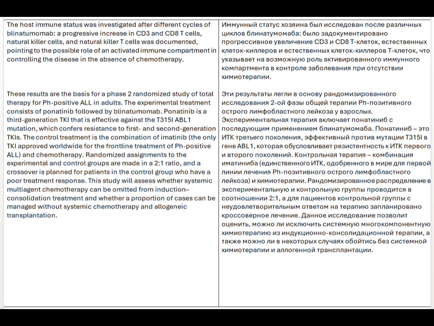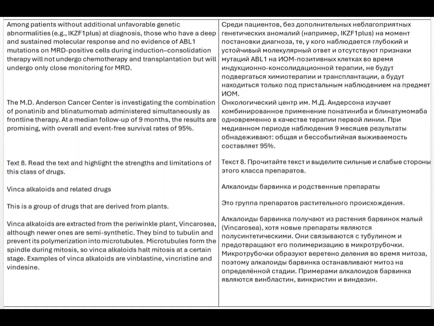This study will assess whether systemic multi-agent chemotherapy can be omitted from induction and consolidation treatment, and whether a proportion of cases can be managed without systemic chemotherapy and allogeneic transplantation. Among patients without additional unfavorable genetic abnormalities, e.g., IKZF1 deletion, at diagnosis, those who have a deep and sustained molecular response and no evidence of ABL1 mutations on MRD-positive cells during induction and consolidation therapy will not undergo chemotherapy and transplantation, but will undergo only close monitoring for MRD.